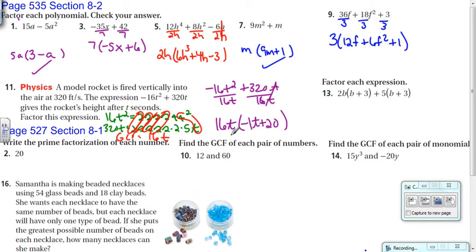Now another acceptable answer, somebody could have divided out a negative 16. So if you had the answer a negative 16t, a positive 1t, and a negative 20, that's also an acceptable answer.